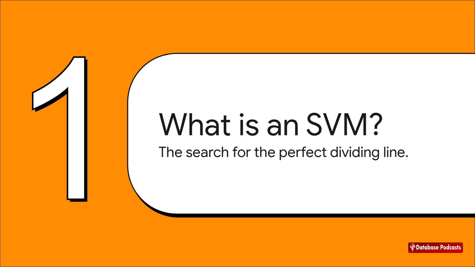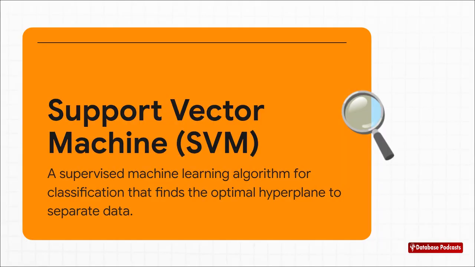So let's kick things off with a big idea. When you boil it all down, a support vector machine is all about one thing: finding the single best way to draw a line between two different groups of things. At its core, an SVM is a classifier, and it's what's known as a supervised algorithm, which is just a fancy way of saying you train it on data that's already been labeled.